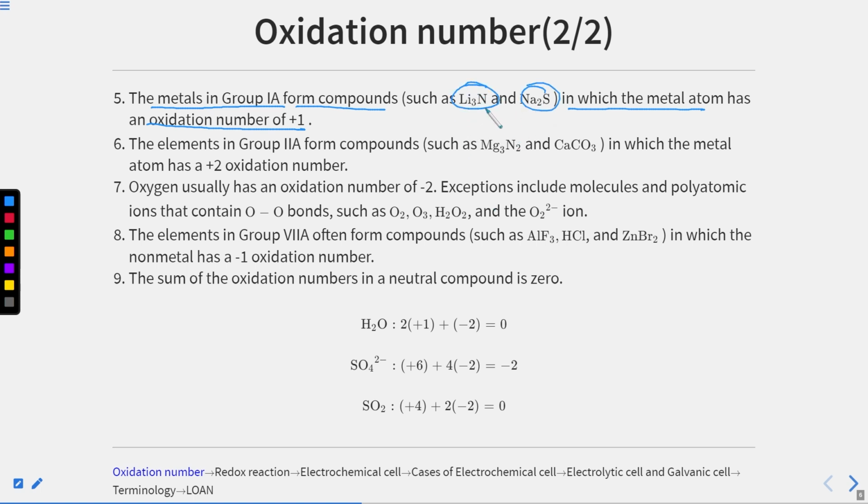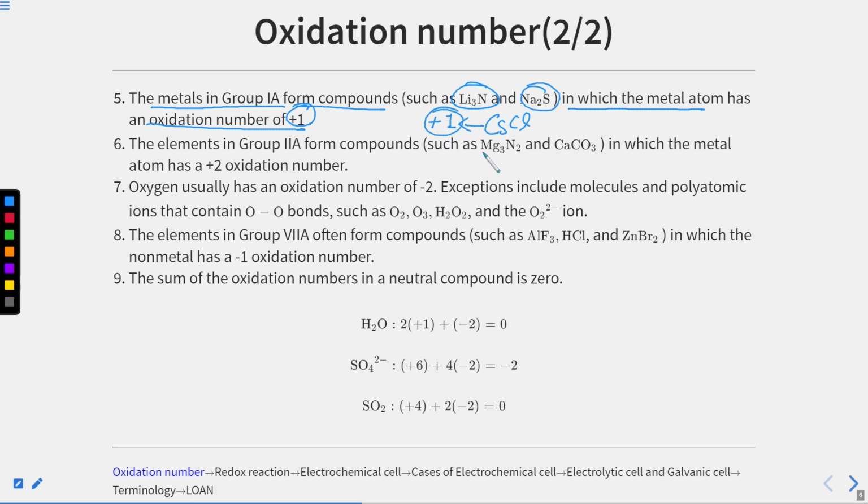So here are our examples. If it is Li3N, it will have a charge of +1. So 3 lithium will have a charge of +3. Again, here we have another example in which sodium will have a charge of +1. Similarly, we can have CsCl, which is cesium chloride. In this case also, the cesium will have a charge of +1.